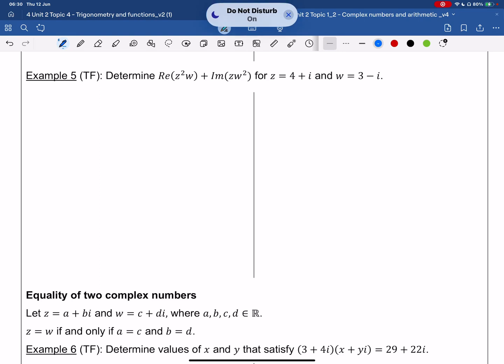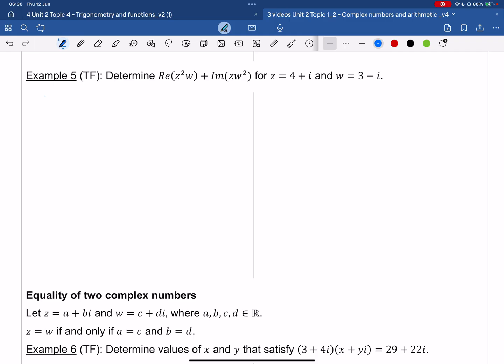All right, next question says determine the real part of z squared w plus the imaginary part of zw squared for z is 4 plus i and w is 3 minus i. We're first going to need to figure out what z squared w is and what zw squared is, and then we can deal with the fact that we have to add the real and imaginary parts.